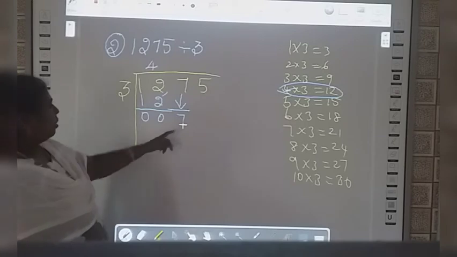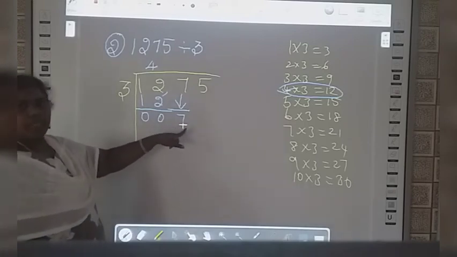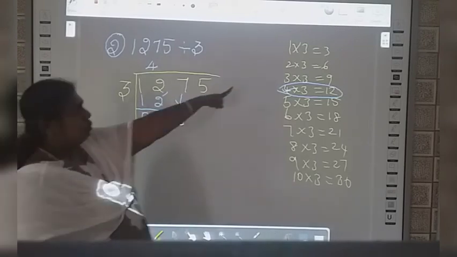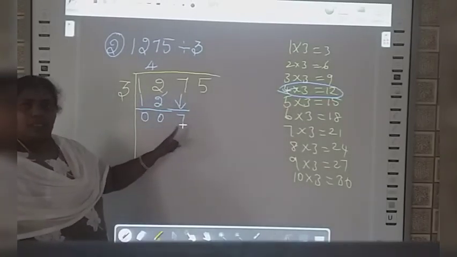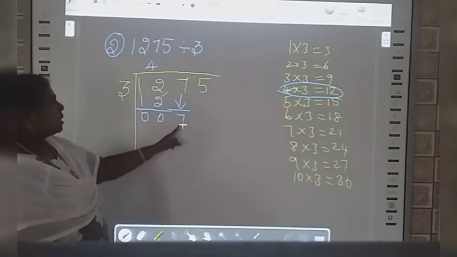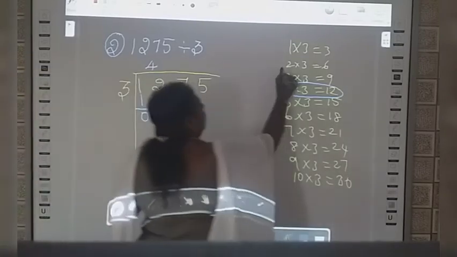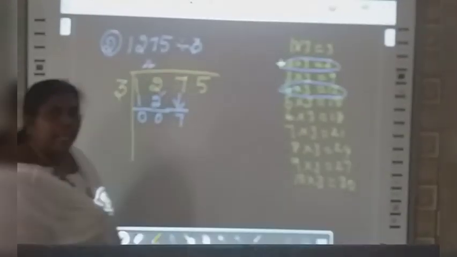So now 7. How many times in the third table? 1 3 is 3, 2 3s are 6, 3 3s are 9. 9 is not possible, that is the greatest value, isn't it?